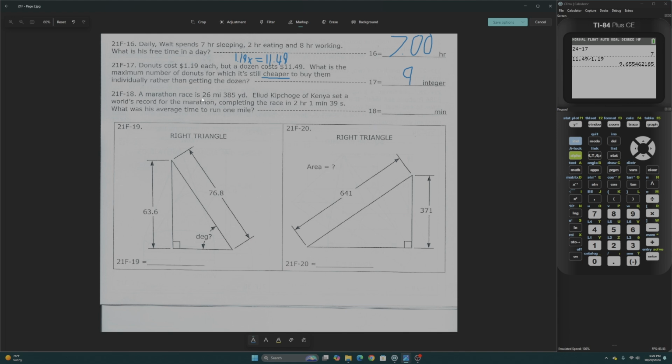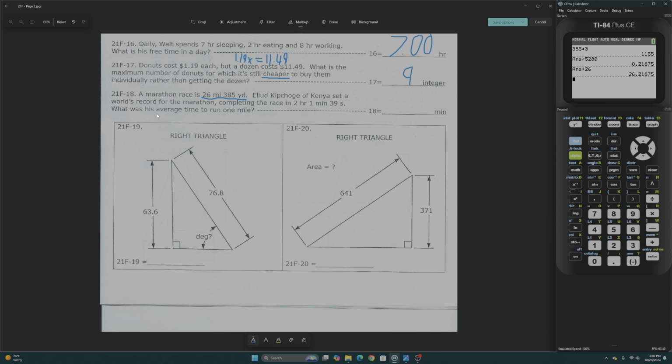Marathon race is that many miles and that many yards. Average time to run 1 mile. So, in this case, it's nice knowing how many yards are in a foot, of course, which is 3. So you're going to multiply it by 3. Right, that's how many feet it is, and then divide it by 5,280 to put it in miles. And then add that on top of the 26 miles, and that's how many miles he ran, right?